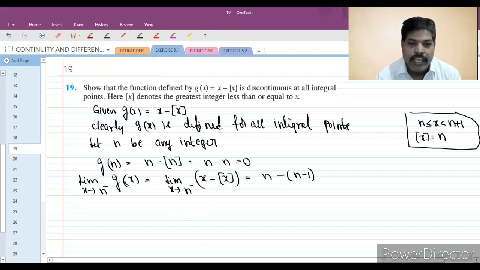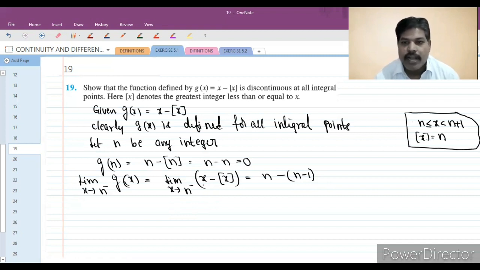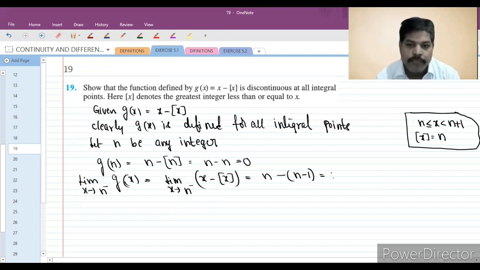Why? Because x value is less than n, meaning x lies in between n minus 1 and n. So in that case, the step x value will become n minus 1. Understand that? So it will become n minus (n minus 1), that is n minus n plus 1. n will be cancelled. It will not become 0, it is 1 actually. So you can take this value as 1.